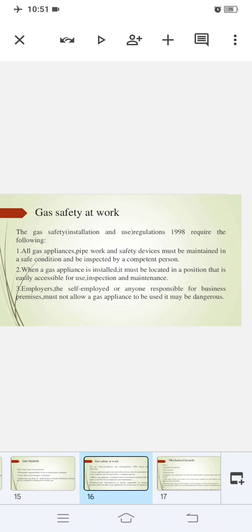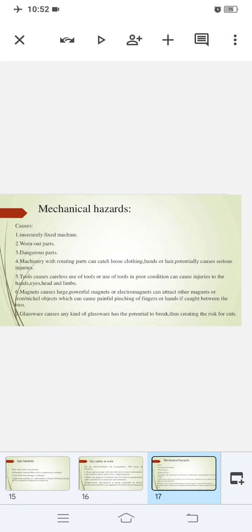Okay, next one is mechanical hazards. Mechanical hazards occur when a machine is malfunctioning. The terminology itself says mechanical means it is related to machines. So when a machine is not working properly or has any malfunctioning, then mechanical hazards happen.